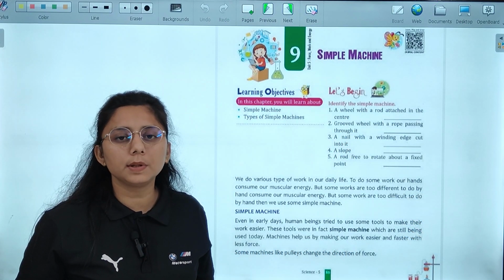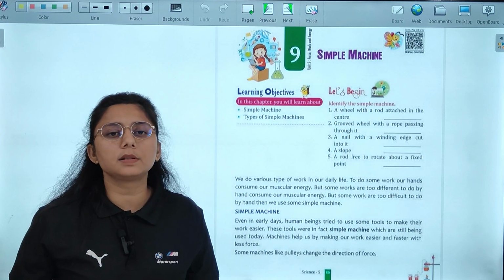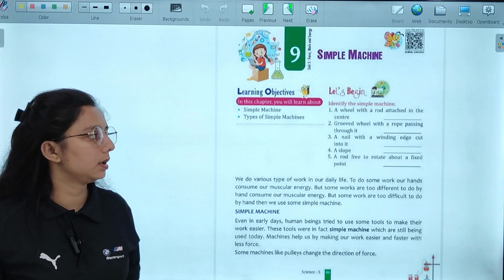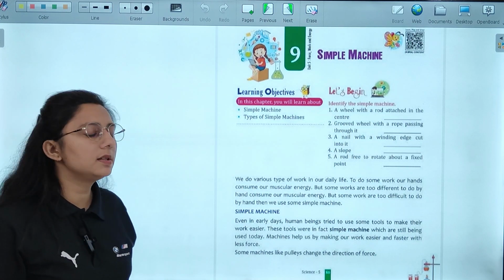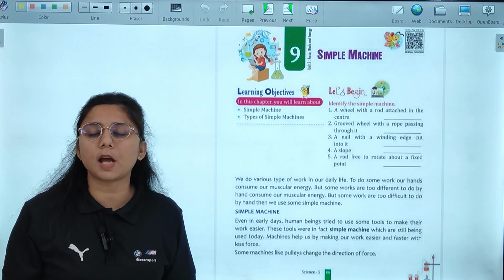Now today, let's start with chapter number 9, Simple Machine. In this chapter, we will study simple machines. What are the different types of simple machine? Again, with the rod attached in the center, you have to write the names of these simple machines. First I will explain it to you in the chapter.